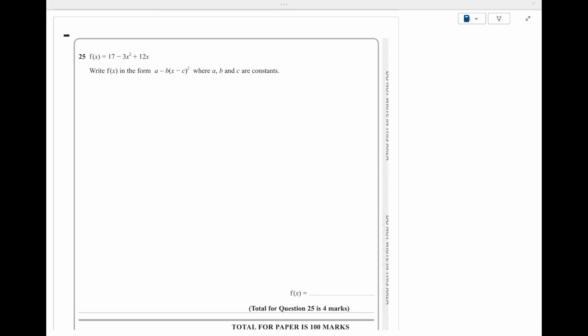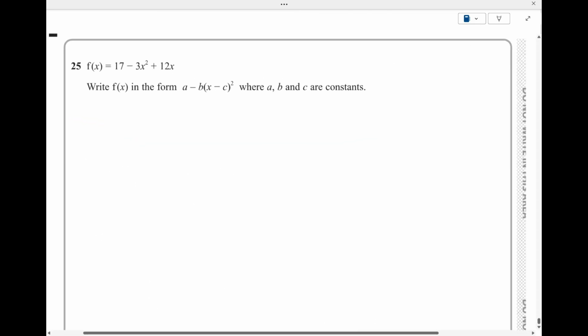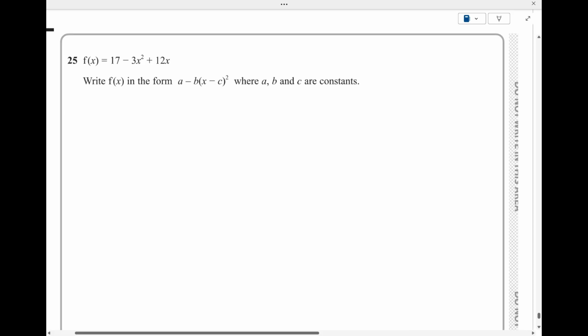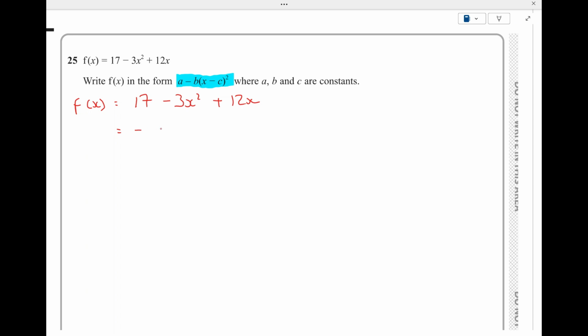We've done it. We're on the last question, question 25. Let's have a look. We're told, let's write it down while we have to think about it, f of x equals 17 minus 3x squared plus 12x. And we're asked to write that in that form. It wants me to complete the square, doesn't it? So I'm going to write this with the x squares first, and then the x's, and then the 17, because I find that much easier.